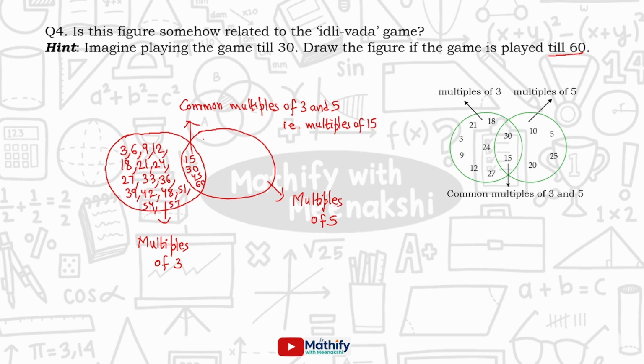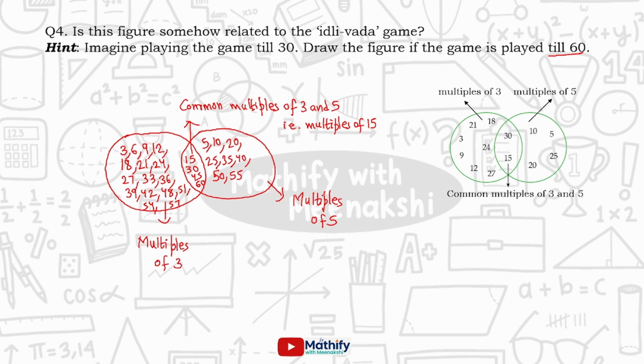Now see the table of 5. 5, 10, 15 we have written, 20, 25, 30 we have written, 35, 40, 45 we have written, 50, 55. We have to just write the numbers till 60. So that's it. This means that for these numbers, a student will say idli. For these numbers, a student will say vada. And for these common ones, students will say idli vada.